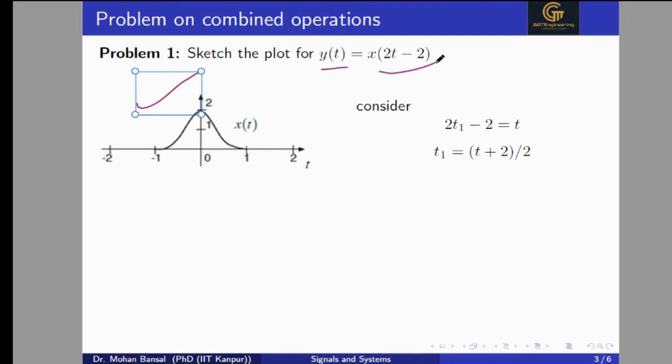Sometimes we forget which property we should apply first: shifting, scaling, or reversal. So you can go through this technique. You don't need to remember the shifting, scaling, and reversal properties to plot y(t), the final signal x(2t - 2). But for the university exam, you will have to go through the step by step procedure. For that, a video is already given, and the link is in the description box.